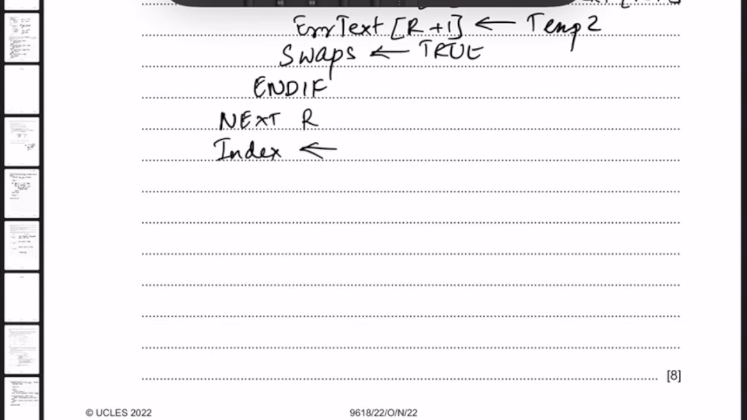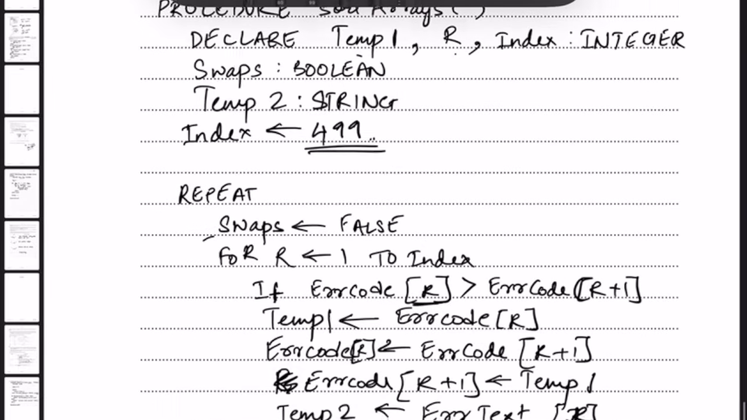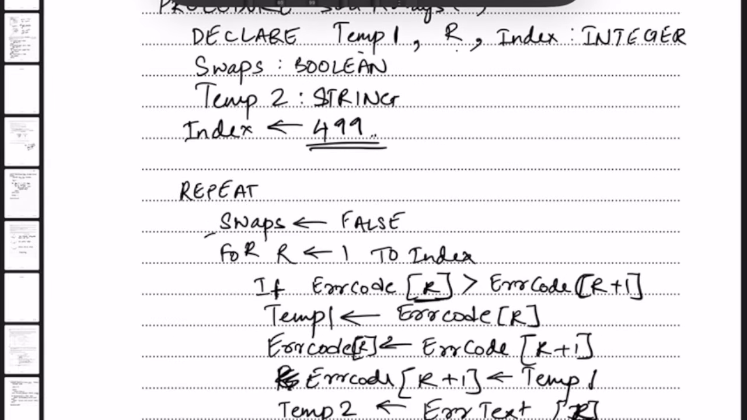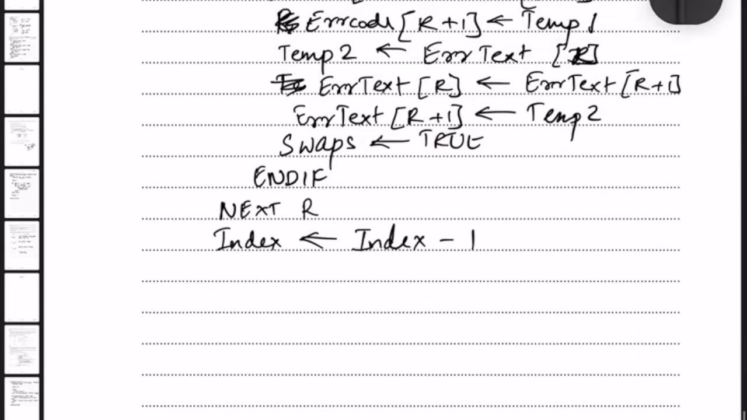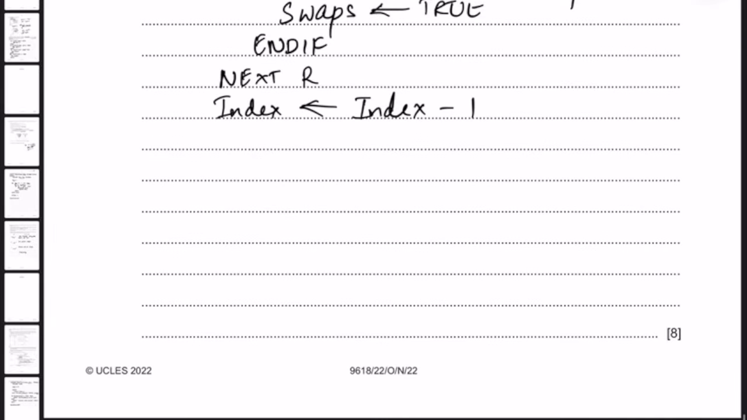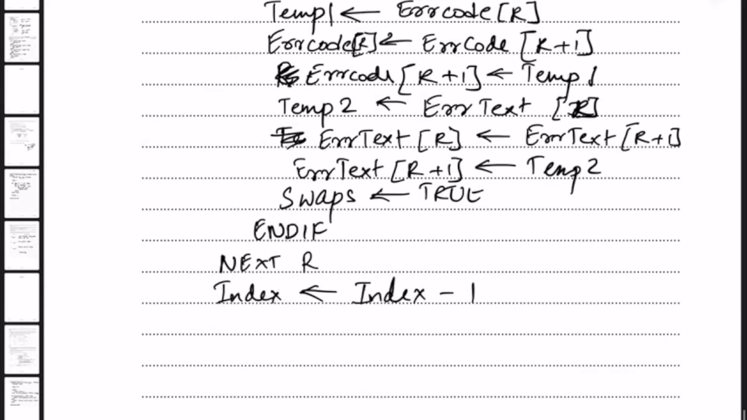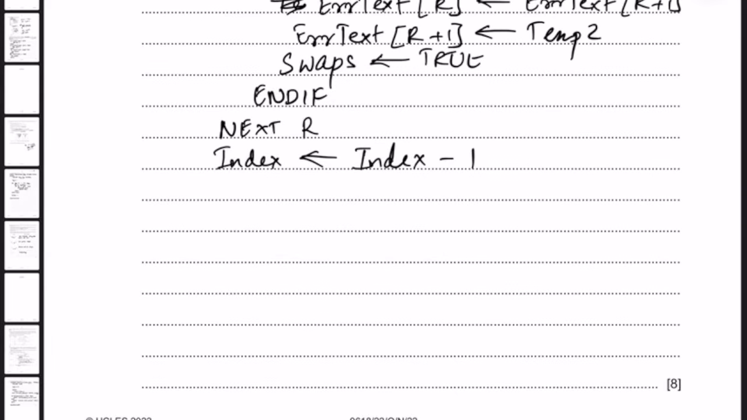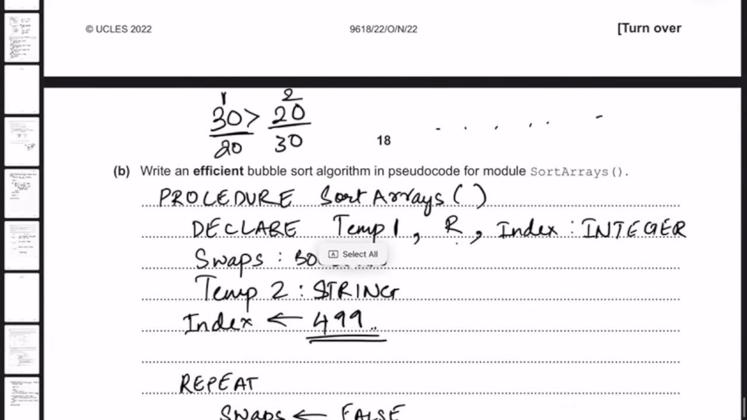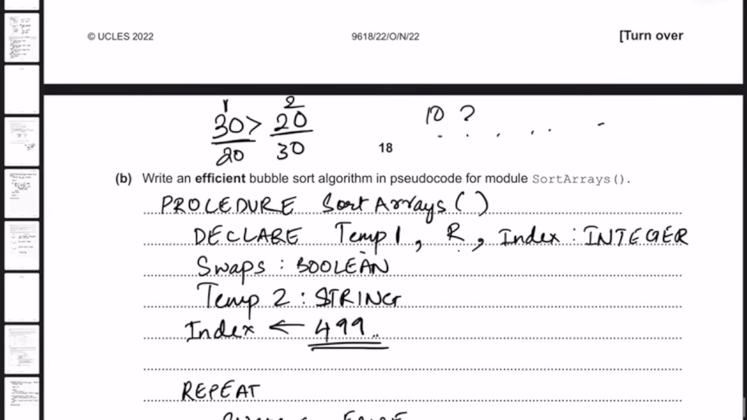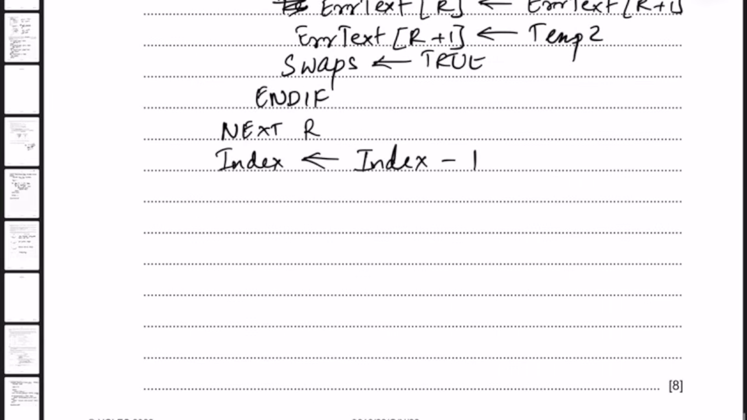Index becomes, sorry, decrement. So index becomes index minus 1. Why are we decrementing? Because we started at 499. We could always start at 1 and then stop the code when it reaches 499, but that is just not as convenient. So we're just going to do this minus 1, and we have to repeat this until there are no swaps. So once all of them are in ascending order, so you get 10, 20, 40, 60, and the code runs through all of them, there will not be any swaps. And once that happens, we can stop the code.